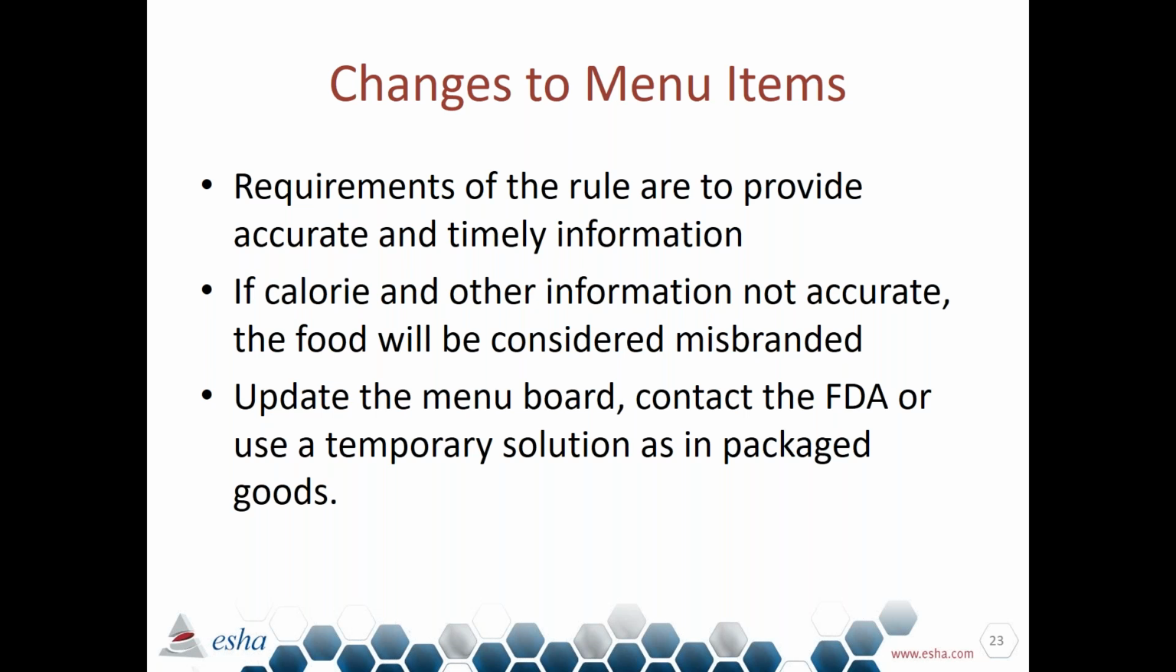How do you deal with changes to menu items? Some things change very often, whether it's a menu item or an ingredient supplier. The guidance documents say that the requirements are to provide accurate and timely information. It goes on to state that if calories and other information is not accurate, the food will be considered misbranded. The documents recommend to update the menu board or contact the FDA during certain circumstances, or use a temporary solution, such as the packaged goods, to update the information.